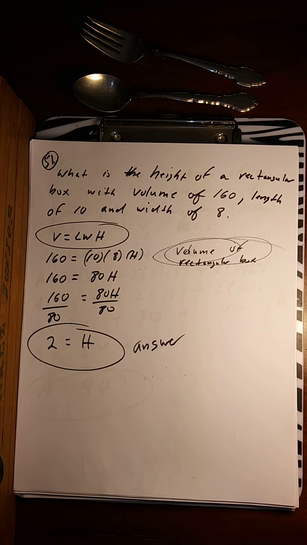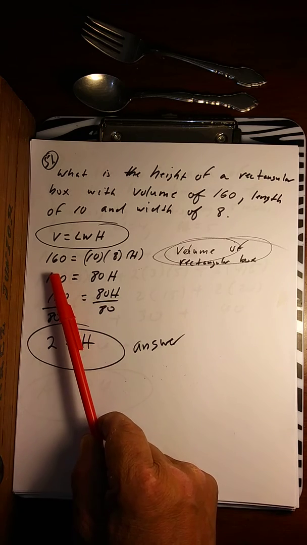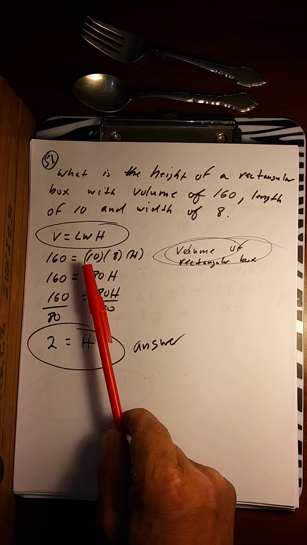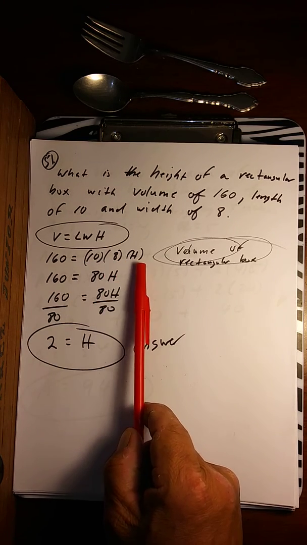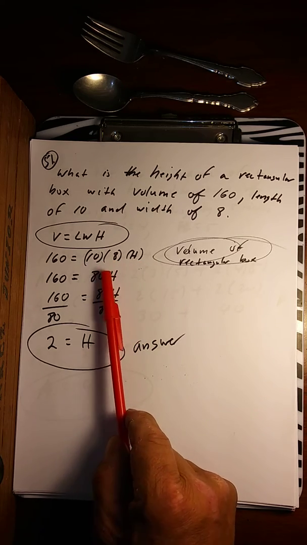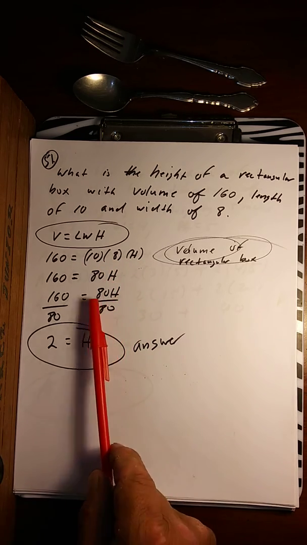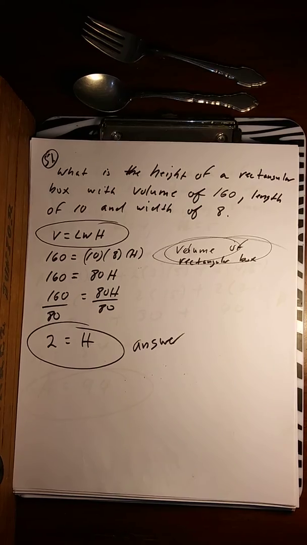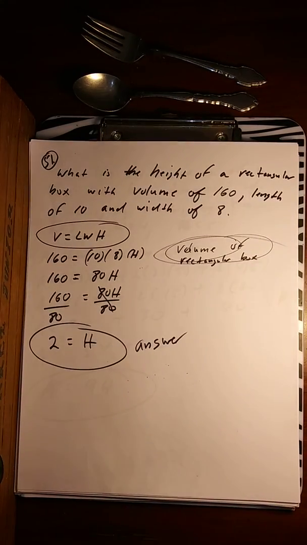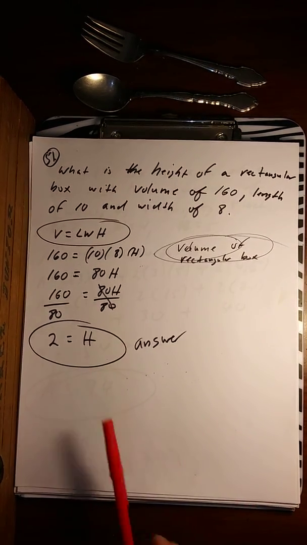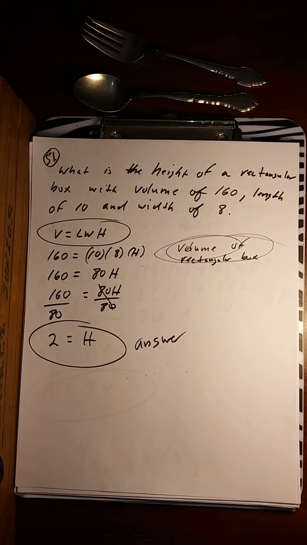What is the height of a rectangular box with a volume of 160, length of 10, and width of 8? We know the volume, we know the length, we know the width, we don't know the height. So multiply this, this will be 80h. Divide both sides by 80. These are gone. So 80 divides 160 is 2. So the height is going to be 2.